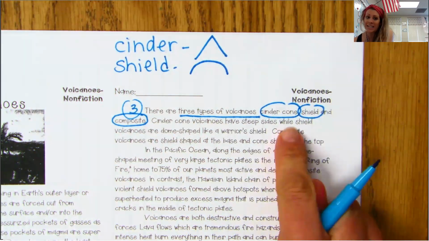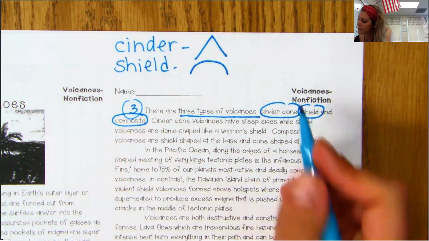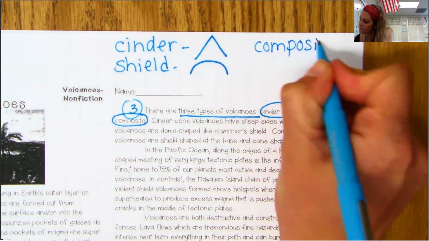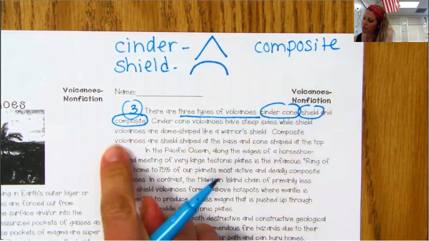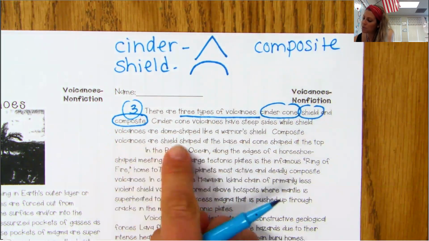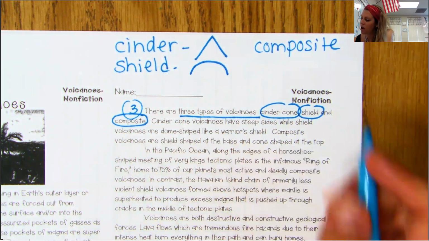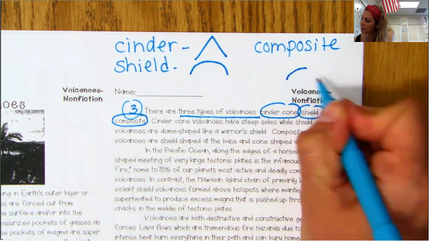And then our last one is composite. Composite volcanoes are shield-shaped at the base and cone-shaped at the top. All right, so they kind of look like this.